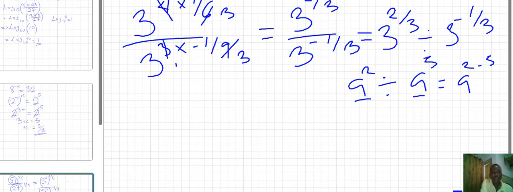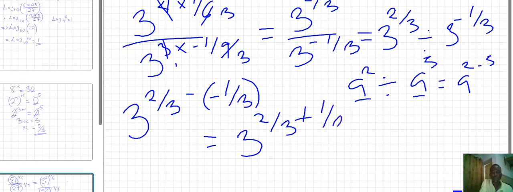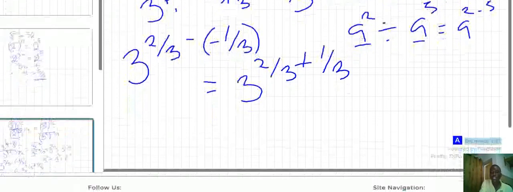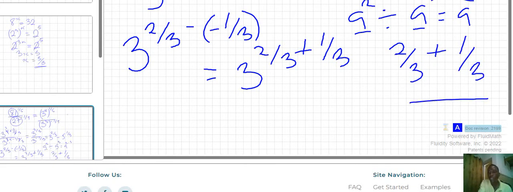So this will now give us 3, a common base, raised to power 2 over 3 minus bracket minus 1 over 3. So this will give us 3 into brackets 2 over 3 plus 1 over 3. Now let's simplify the power. This will be 2 over 3 plus 1 over 3. Now they have a common base, and that is 3. That will be a common factor.